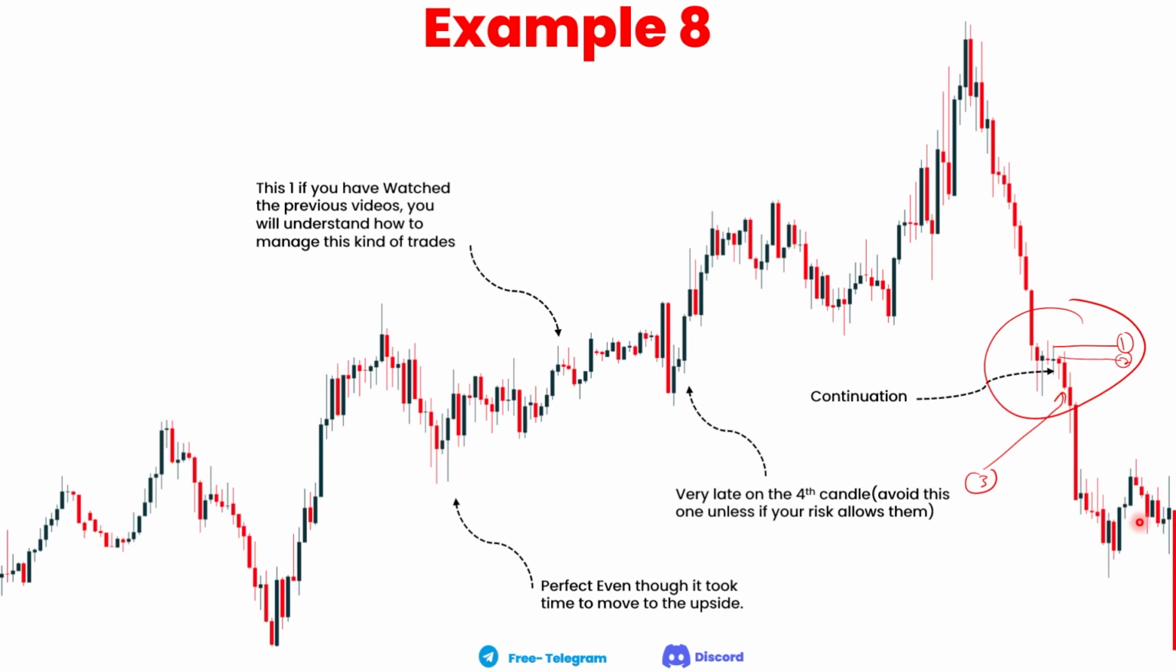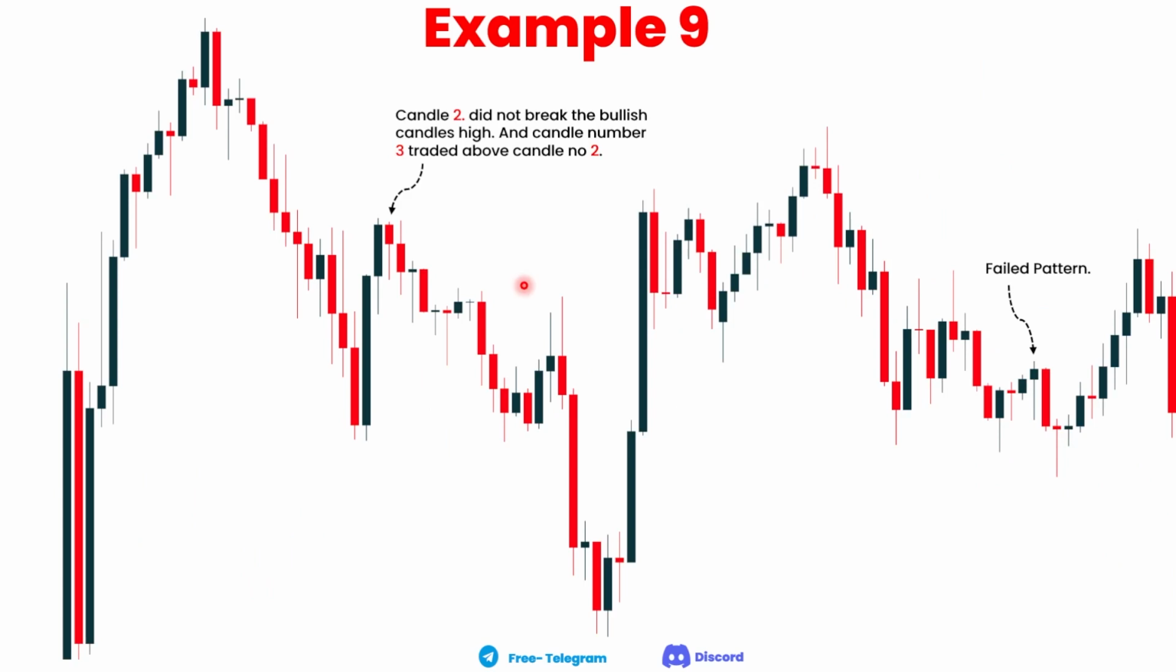Okay, that's all you need to understand: just 3 rules on the candlesticks. It's pretty simple for you to understand, I guess. But let's continue with the next example, which is example number 9. We will follow the same rules until this is in your head forever.